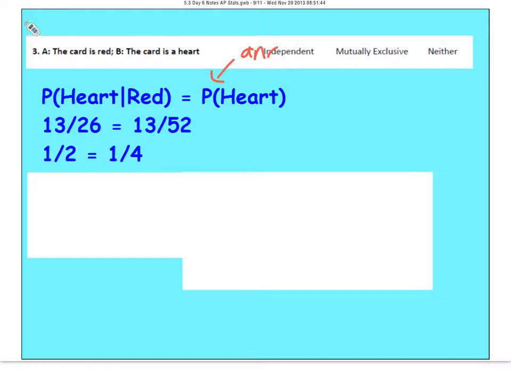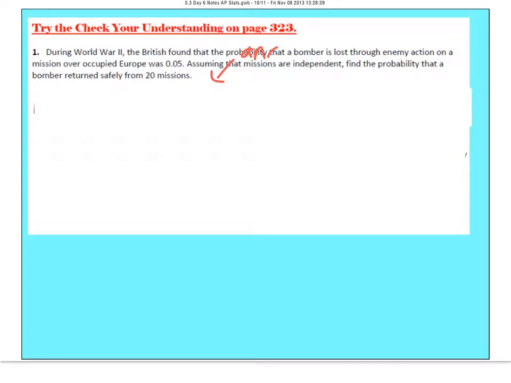Are they mutually exclusive? If a card is red, can a card also be a heart? Absolutely, it could be the case, so they're not mutually exclusive. In this case, they're neither. Let's wrap this up with check your understanding.